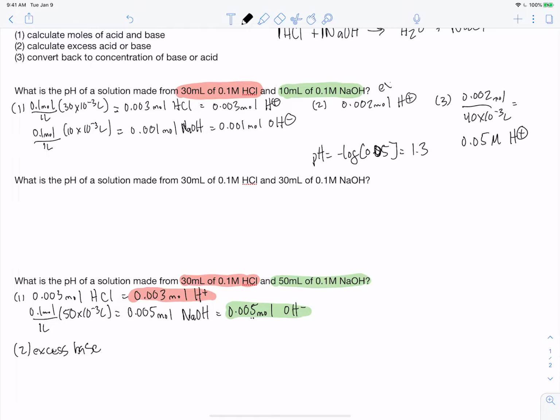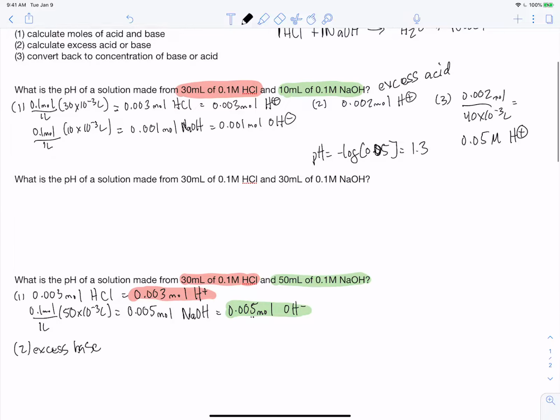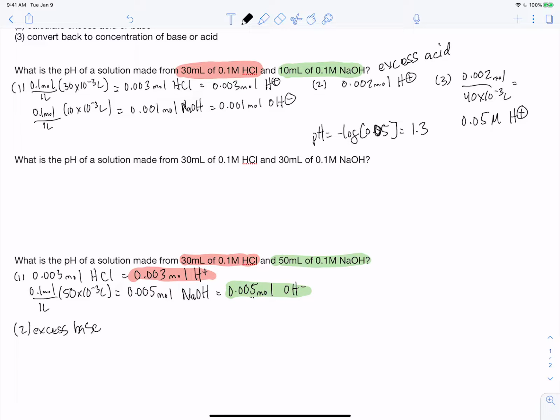So this part up here, we had excess acid, right? And so in the bottom part, we have excess base. And so how much excess base is just the amount of base that we started with minus the amount of acid that we added. And so we end up with 0.002 moles. Let's call it what it is, OH minus.